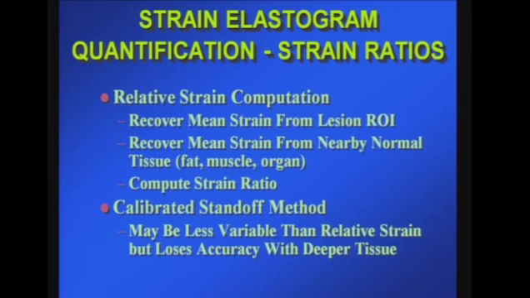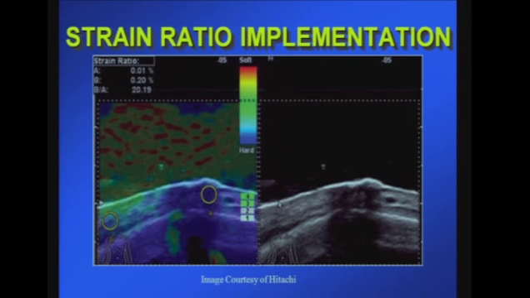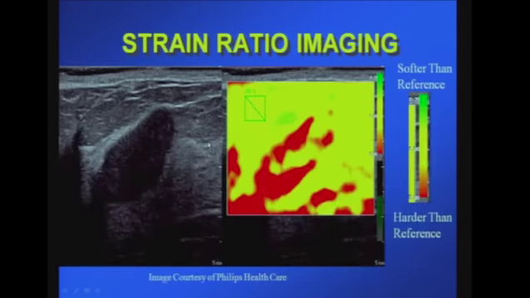It's less variable than the relative strain, but it loses accuracy the deeper you go into tissue because it's farther and farther away from the standoff pad. Here's a couple of examples of strain ratio implementations. This is on a Hitachi system, and you can see in the lesion the strain is a certain value given here as a percentage, and the strain out here is taken for comparison, and they perform a ratio, a simple ratio. It's possible to actually create a strain ratio image, such as this example performed by Philips. It's not clinically done at this point in time, but there is potential here.